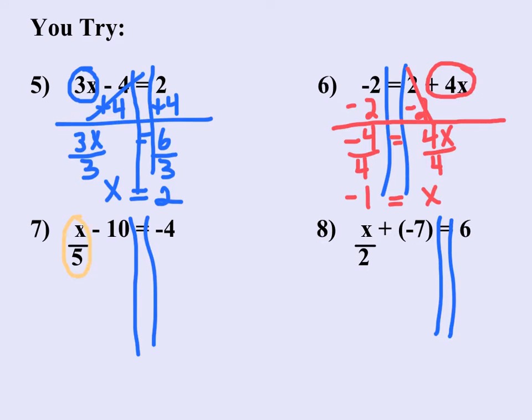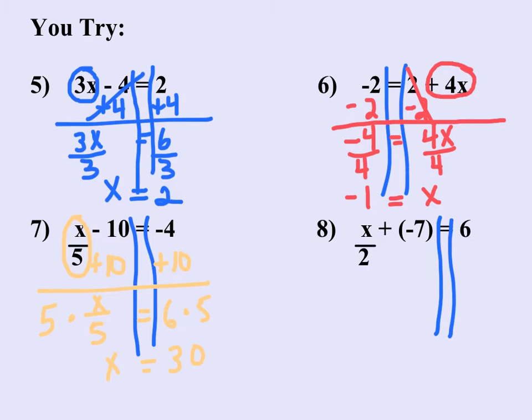First, we're going to get rid of the minus 10 by doing plus 10. That leaves us with x over 5 equals positive 6. Opposite of divide by 5 is multiply by 5. So our answer is x is equal to 30.